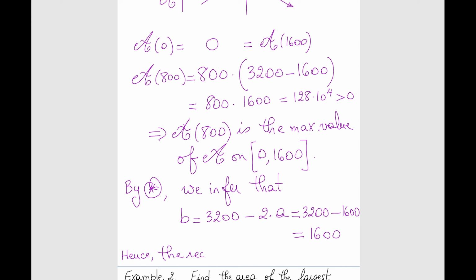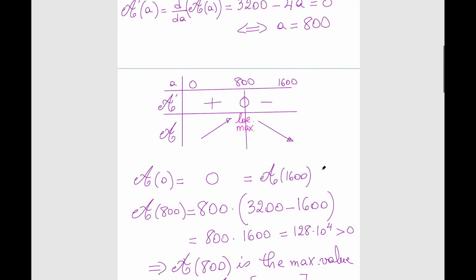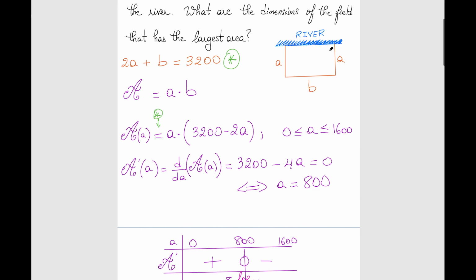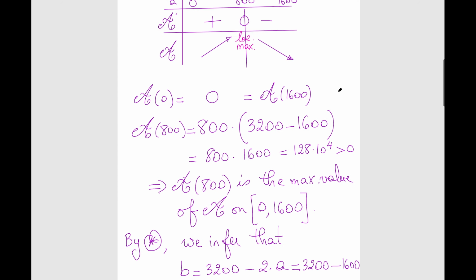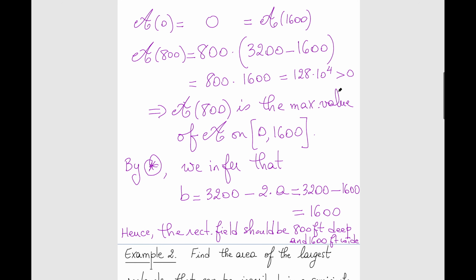So the conclusion is the rectangular field should be 800 feet deep, right? And 1600 feet wide. Make sense? So it should be 800 feet deep and 1600 feet wide. All right. So this is the end of the first problem. Let's move on to the next one.